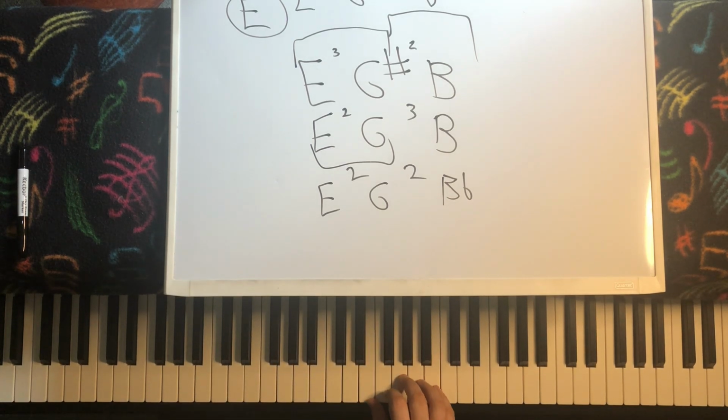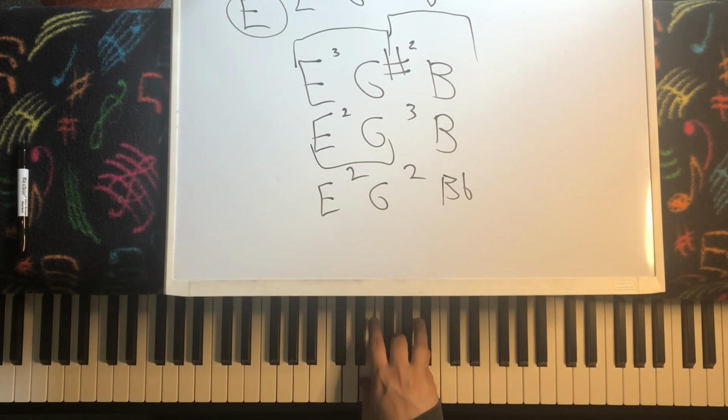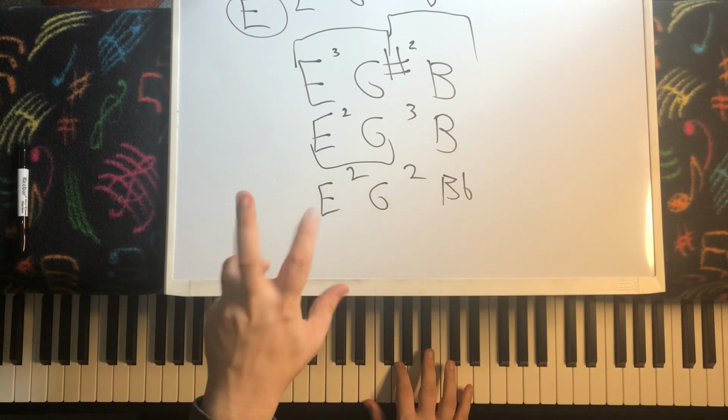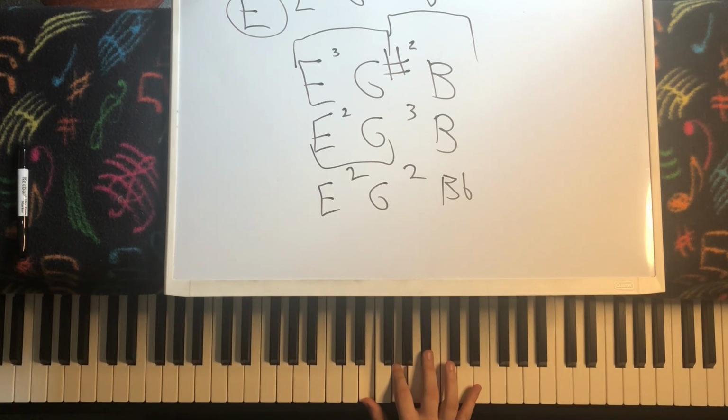If I want it even smaller, I'm going to keep this group of 2 here. Then I'm going to crunch this in even more. And now I have 2 and 2. So that's E diminished. That's our smallest triad we can have. So it should sound a lot like your B.